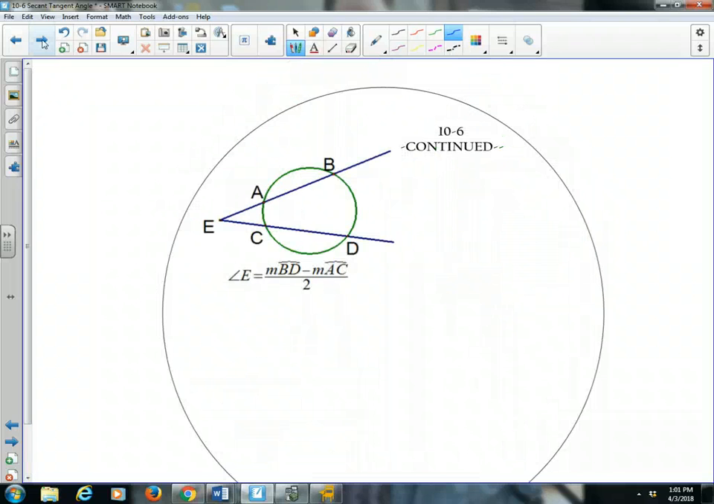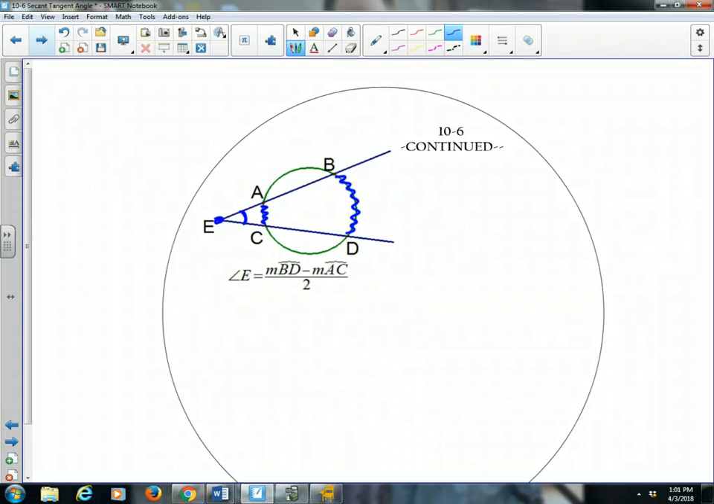Now you can flip over the circle book, and we're going to have 10-6 continued, and we're going to have a few more properties that we're going to talk about. When 2 secants intersect outside of the circle, such as E, it's outside of the circle, well, the angle E right here, it equals arc BD, so here's arc BD, minus arc AC divided by 2.